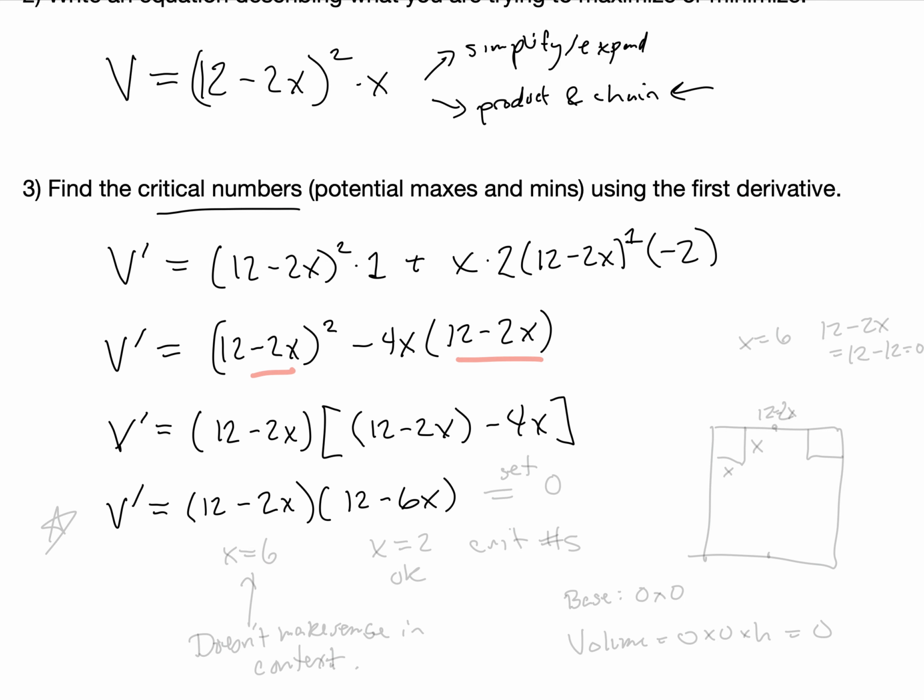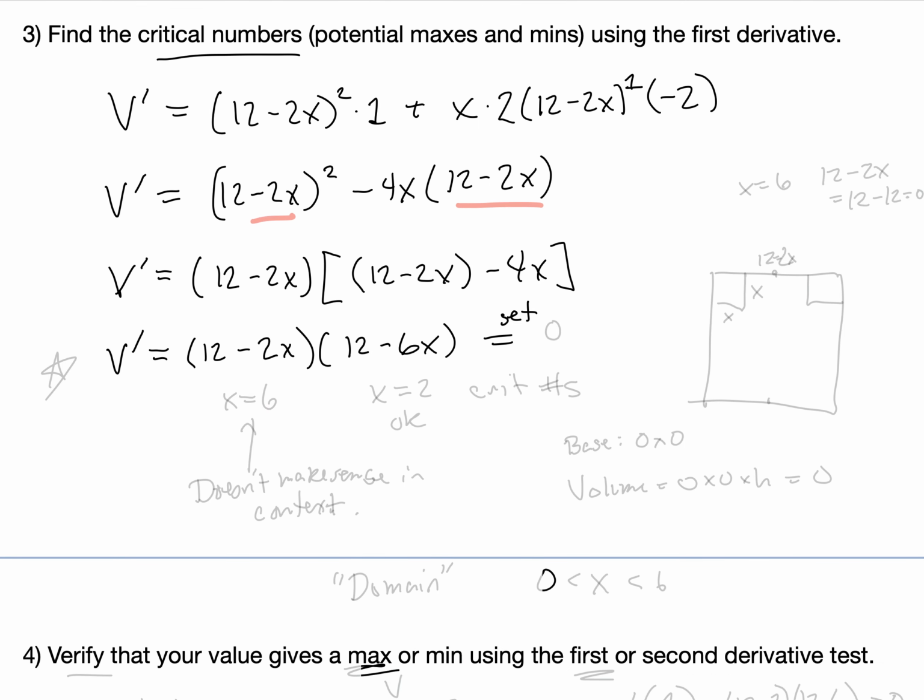To find the critical numbers, I need to set this equal to 0 and solve for x. So I've got two potential critical numbers here. 12 minus 2x, when I solve for x, that would give me x equals 6. And 12 minus 6x, 12 equals 6x, that would give me x equals 2. So I've got two potential critical numbers. Now let's think about each of those critical numbers.